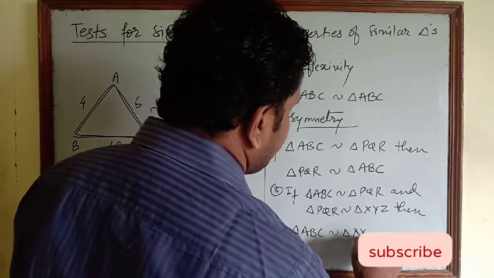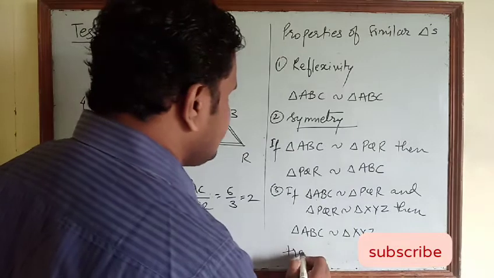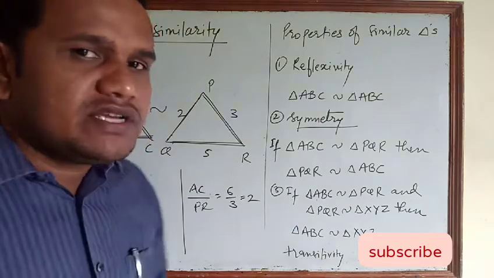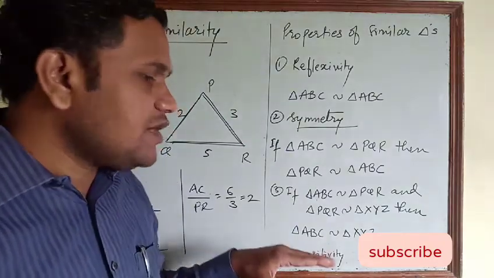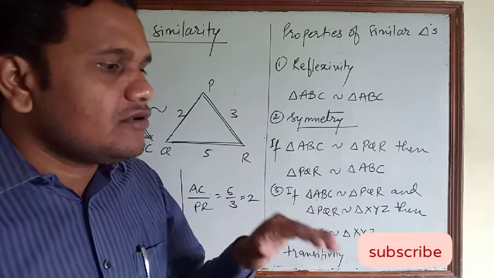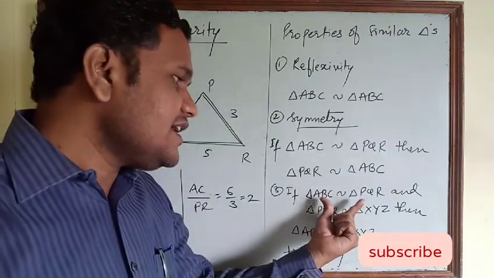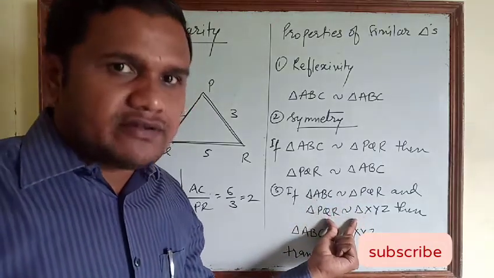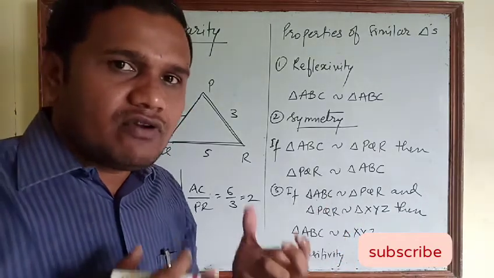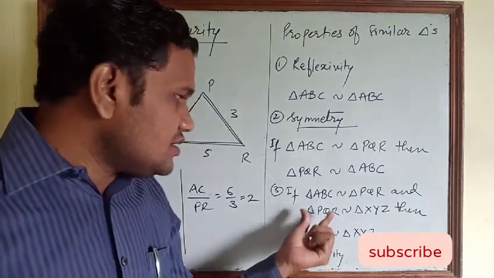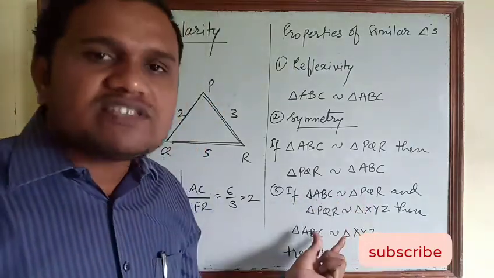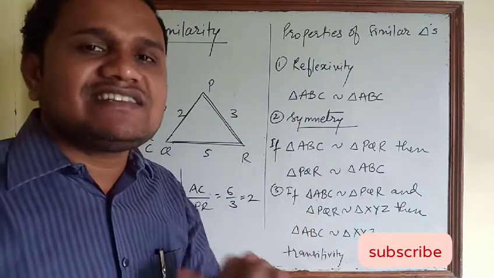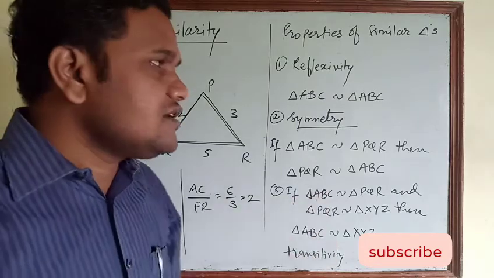This is called transitivity. This property is called transitivity because your similarity property is transiting itself from one pair to another pair. Earlier it is in between ABC and PQR, after some time it is in between PQR and XYZ. So it is transiting itself from one pair to another. Now ABC is similar to PQR, PQR is similar to XYZ, that's why ABC is similar to XYZ: first with second, second with third, therefore first with third are similar. So in this way we got the properties also.